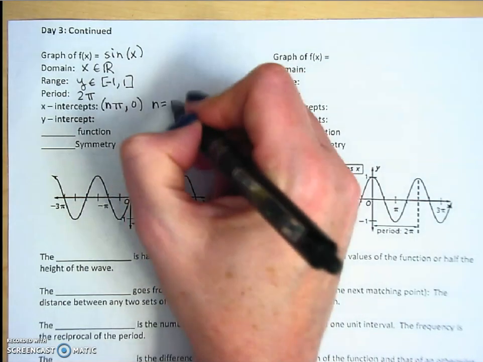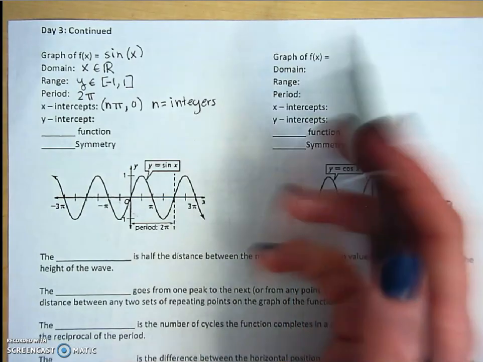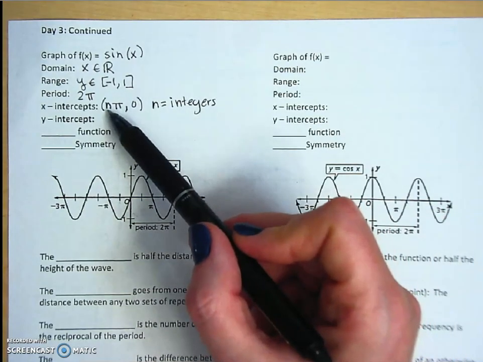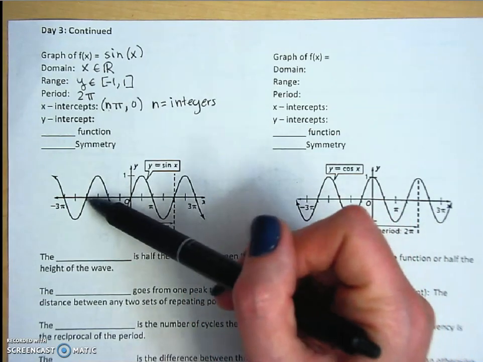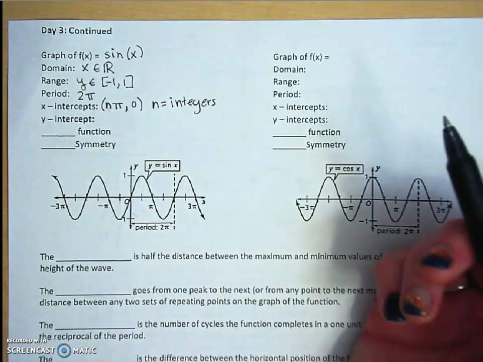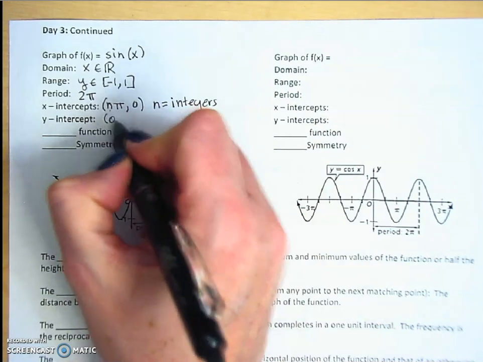So n is an integer. And remember that integers are positive and negative whole numbers. So positive numbers would be 1 pi, 2 pi, 3 pi. It also includes 0, so that would include 0 here. -1 pi, -2 pi, -3 pi. And there's only one y-intercept right here at 0, 0.